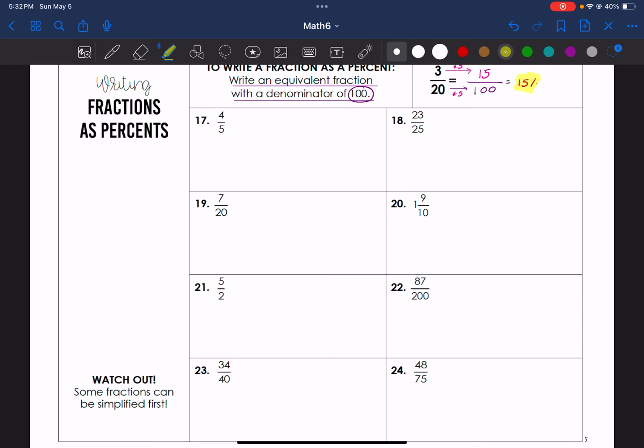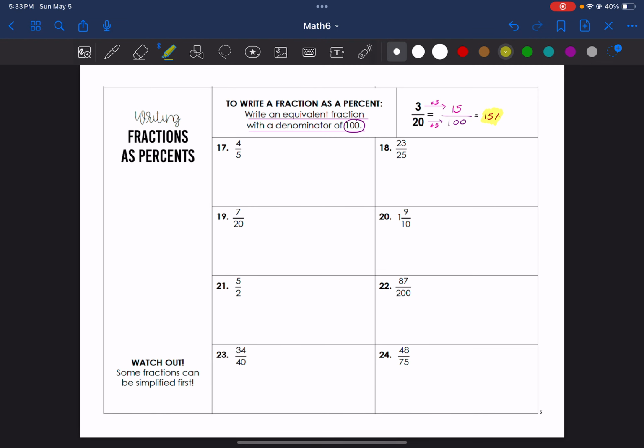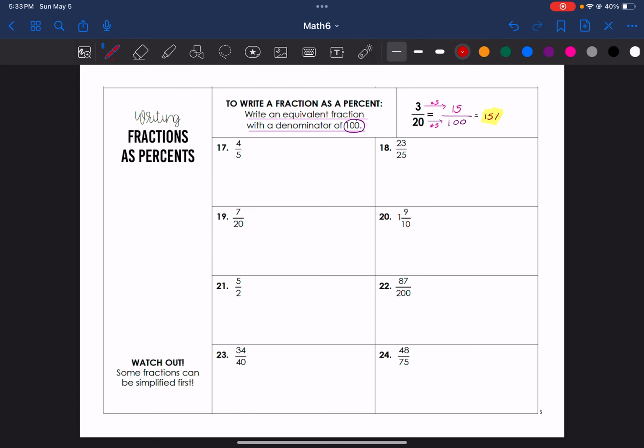Let's do number 14, because number 14 definitely looks different from the others. Oops, sorry, not number 14. Over here, number 20. I think it's 14 on your page, so it's okay. I'm looking at the one that is number 20.